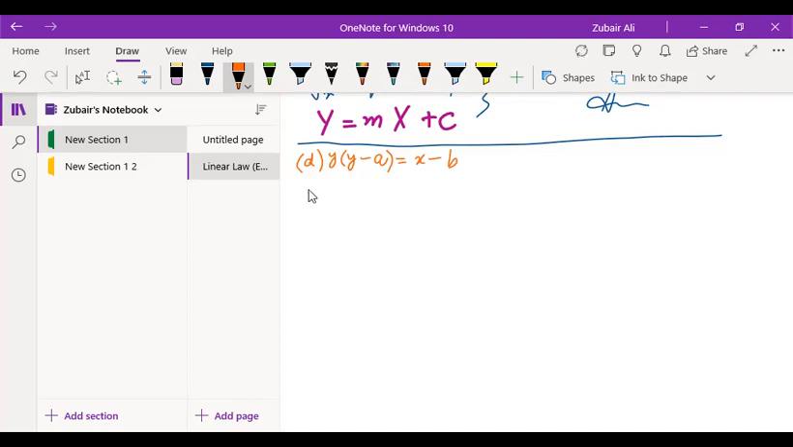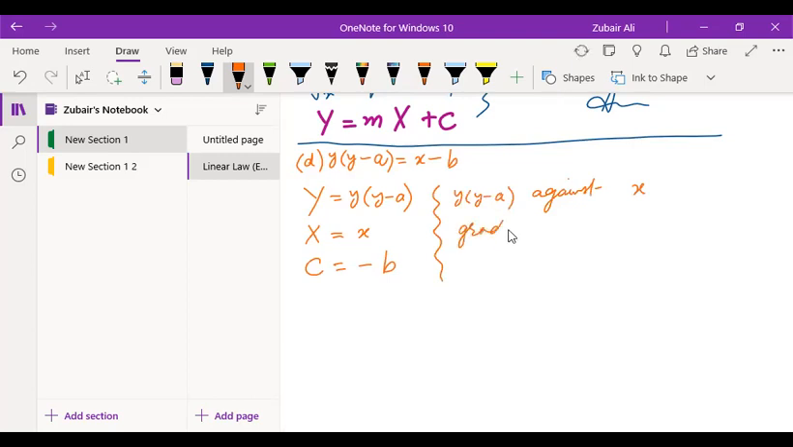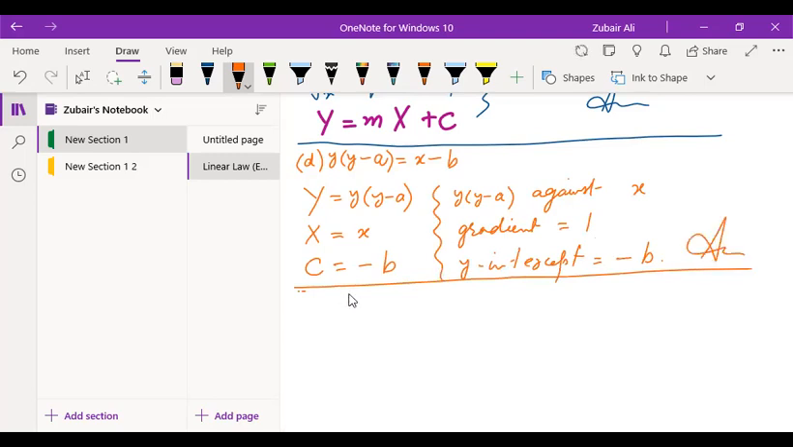So here, capital Y is y into y minus a, and capital X is x, and c is negative b. Okay, so we can say that y into y minus a should be plotted against x, and the gradient is 1, and the y-intercept is minus b. That's it. That is the answer for part D. Okay, so this is very simple.